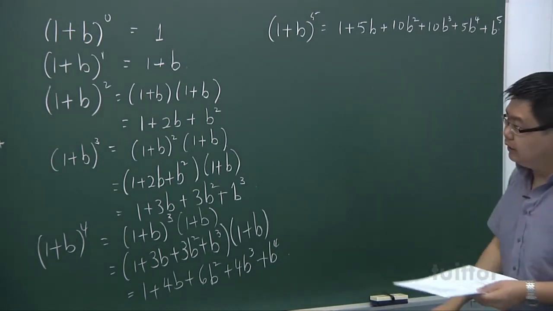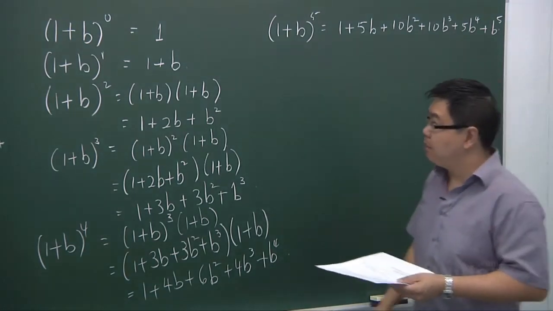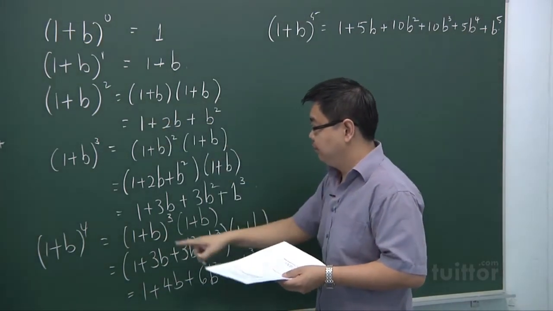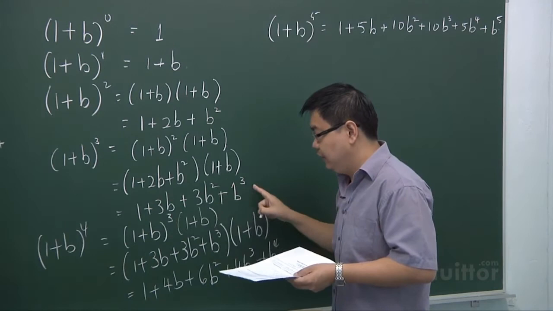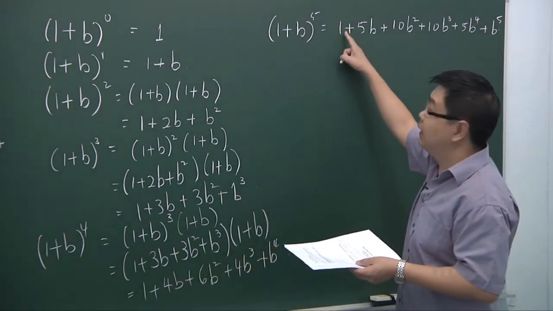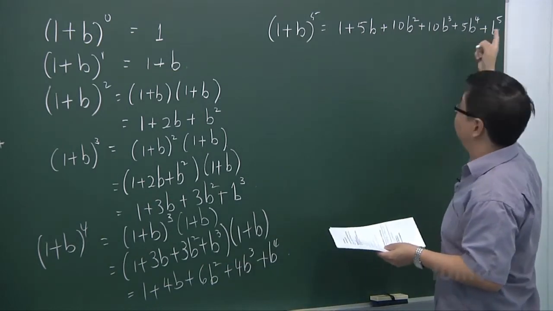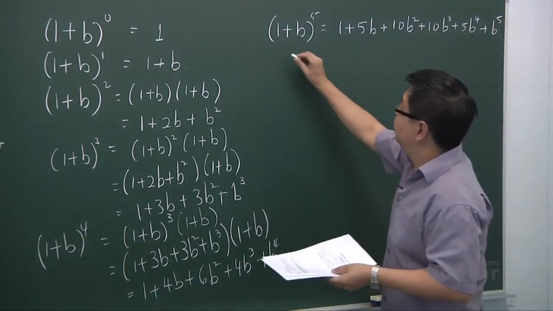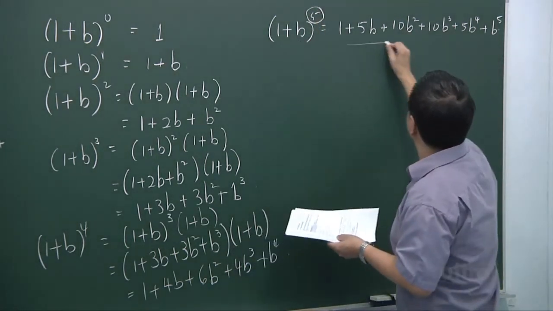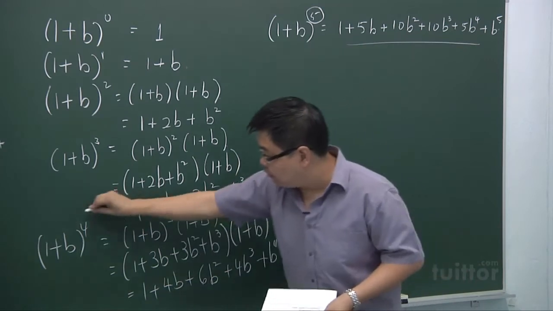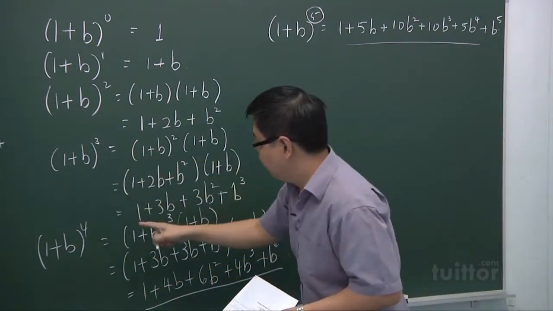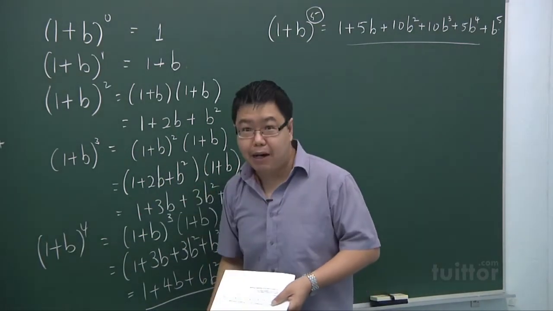Now what do you notice in this pattern? You notice that the power of b increases from 0, 1, 2, then 0, 1, 2, 3, then 0, 1, 2, 3, 4, and all the way, in this case, 0, 1, 2, 3, 4, 5. Also, if it is power 5, there will be 6 terms. If it's power 4, there will be 5 terms. If power 3, there will be 4 terms. It's always one more than the power.